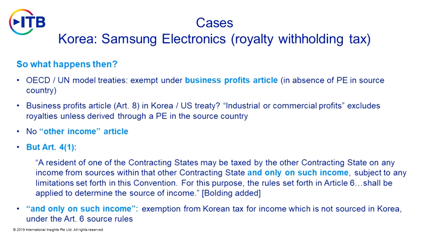But there is Article 4.1. A resident of one of the contracting states may be taxed by the other contracting state on any income from sources within that other contracting state and only on such income, subject to any limitations set forth in this convention. For this purpose, the rules set forth in Article 6 shall be applied to determine the source of income. That reference to "and only on such income" means that Article 4.1 provides an exemption from Korean tax for income which is not sourced in Korea under the Article 6 source rules. And therefore, the court concluded that the treaty exempts the royalties from Korean tax.